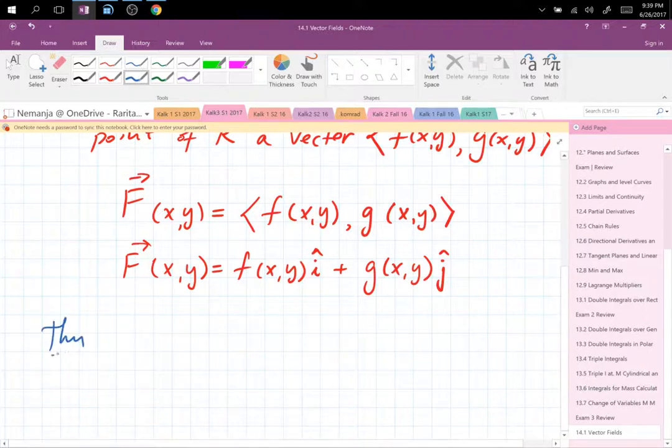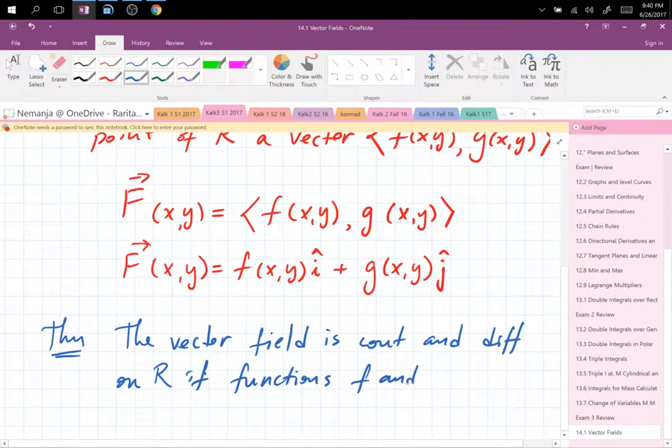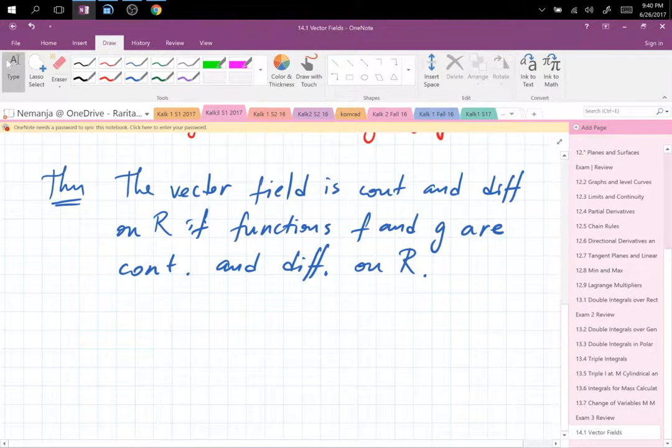The next one is the theorem which says that the vector field is continuous and differentiable on R if functions f and g are continuous and differentiable on R. So that's the R region in R square, right?